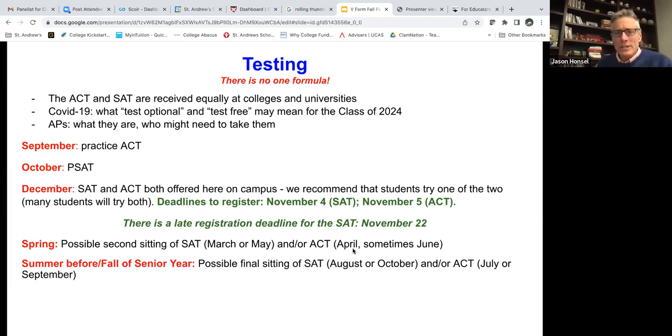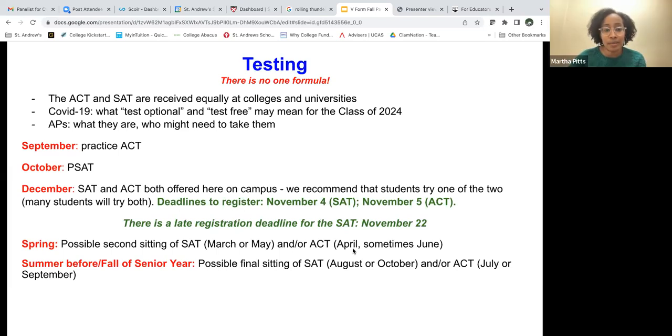Let's shift gears a little bit and talk about testing, and we'll take some more questions after this. A few notes about testing and then some dates below that. Most colleges do not prefer one test over the other. There may be rumors about some colleges preferring one over the other, but in general, most colleges do not. Neither the SAT nor the ACT is more difficult than the other, although you may get some feedback from students that say otherwise. From a neutral, objective, quote unquote, standpoint, neither is more difficult than the other.